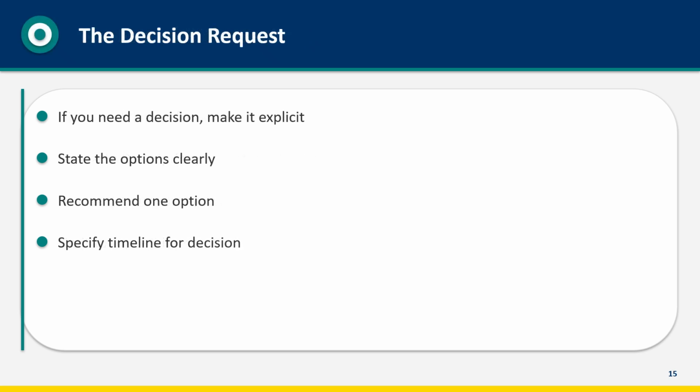If your status report includes a decision request, make it explicit. Don't bury it. State the options clearly. We can extend the timeline by 2 weeks, cut feature X, or add 2 developers. Recommend one option. Based on my analysis, I recommend extending the timeline because of these reasons.